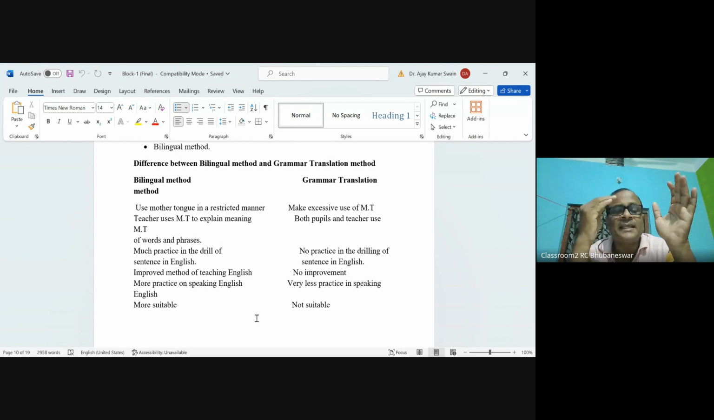Most practice in the drill of a sentence in English in bilingual method, but in grammar translation, no practice in the drill of sentence in English. Bilingual is an improved method of teaching English, grammar translation method is no improvement. In bilingual, more practice on speaking English. Grammar translation, very less practice in speaking. In bilingual, more suitable. Grammar translation, not suitable. Okay, these are the differences between bilingual method and grammar translation method.